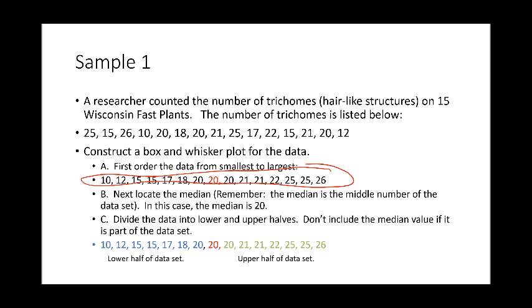Next, we're going to locate the median of the data. Here we have an odd number of data points, 15, so we're going to go to the 8th data point in the middle. Our median is 20. Next, we're going to divide the data into lower and upper halves, and you can see that I've color-coded that here. We've got the blue half and the green half. And remember, if the median is a data point, you don't include it in either half. So the red 20 doesn't get included in either half.